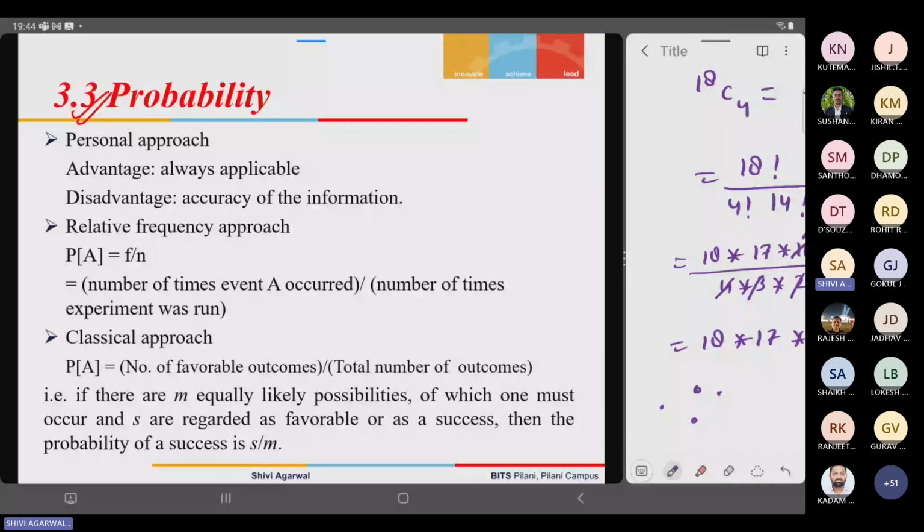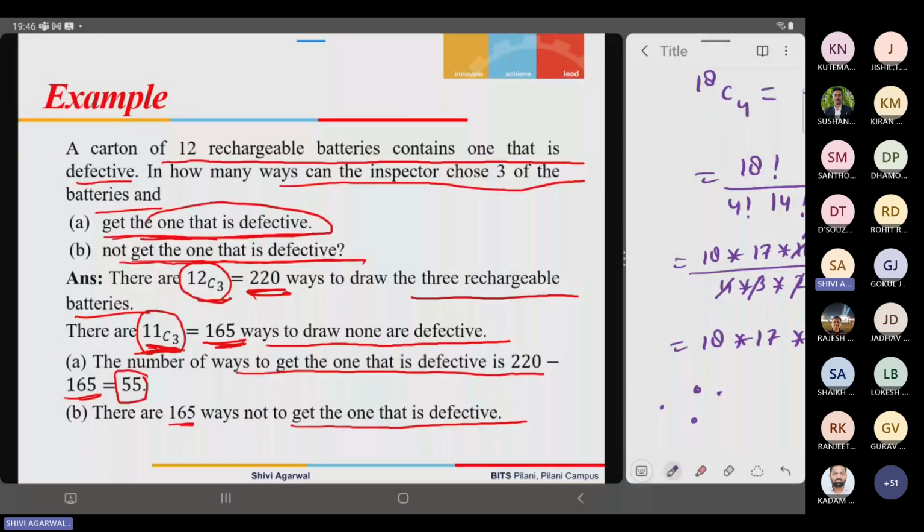The first way to calculate the probability is the personal approach. It means anyone can say that the probability of rain today is 0.7. 165. How is it coming? 11C3 is 165.